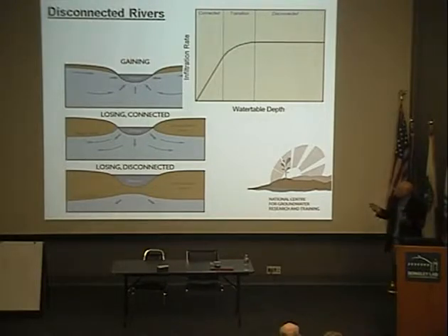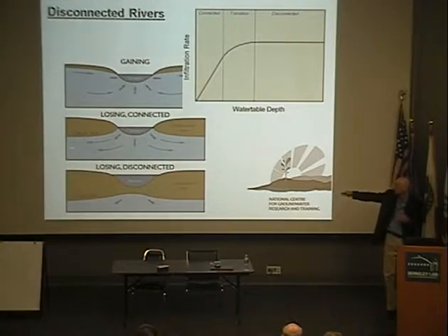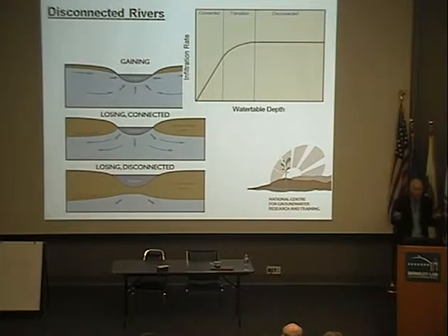Just before I go further, a little aside: something called disconnected rivers have become quite the flavour in Australia recently. The terminology is perhaps unfortunate, but a disconnected river is a losing stream where there's an unsaturated zone that separates the stream water from the groundwater. The water table drops to such an extent that the saturated connection breaks, and the water table is some distance beneath the stream.